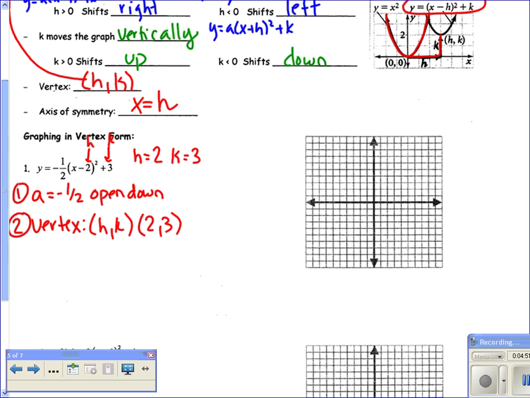We didn't have to do the negative b over 2a. That's only for standard form. So I'm going to plot that on my graph, right 1, 2, up 1, 2, 3, which would be right here on my graph.